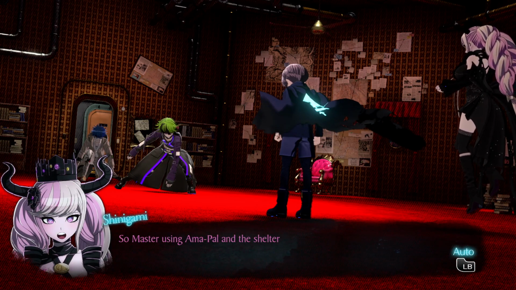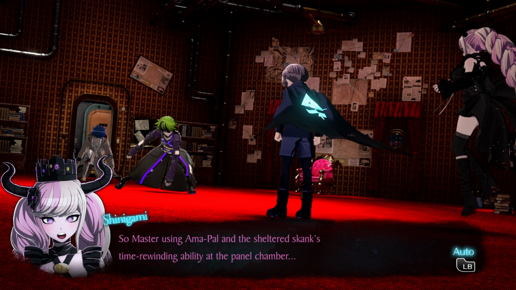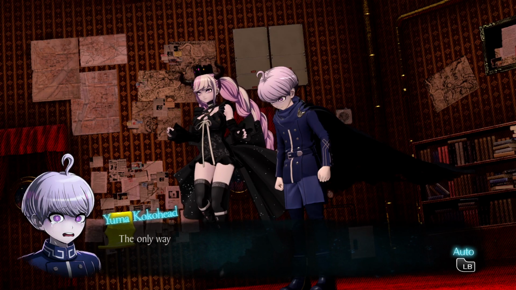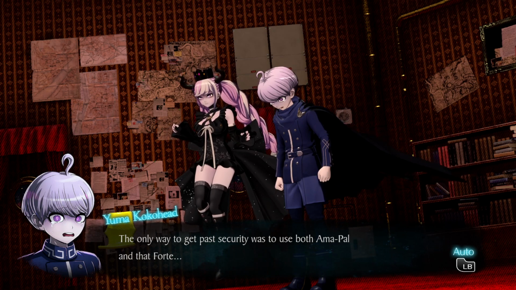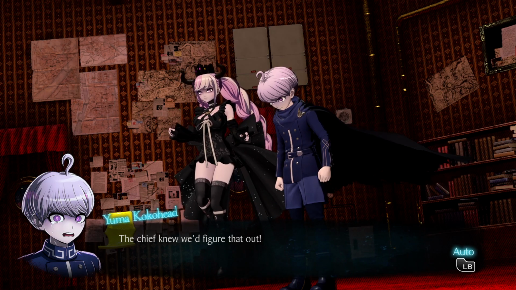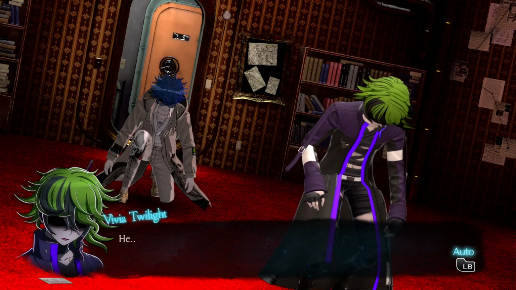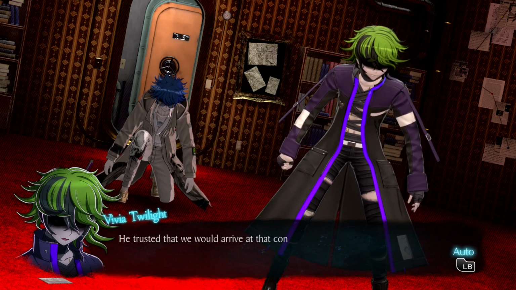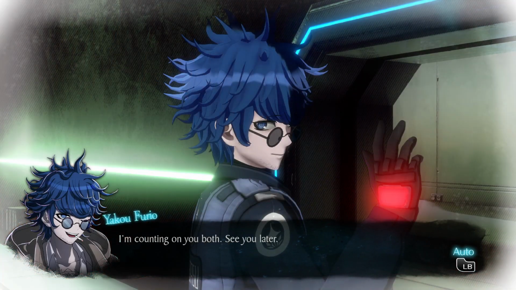So, using Amapal and the time rewinding ability at the panel chamber, that was all part of the chief's plan? The only way to get past security was to use both Amapal and that Forte. The chief knew we'd figure that out. I think it's more like he trusted us. He trusted that we would arrive at that conclusion. I'm counting on you both. See you later.